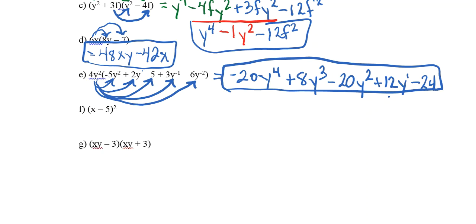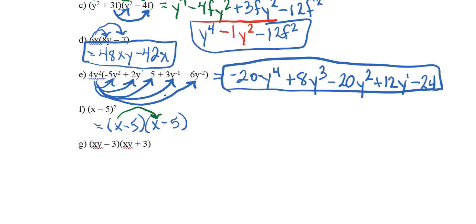Now f looks a little bit different than all the rest of them. I really only see one parenthesis, so I have to think about what the squared means. The squared just means I have two of these. So what this problem is really looking like is x minus 5, and I have a second one of x minus 5. So it's saying I have two of the exact same thing. So now I do it just like I did on C.